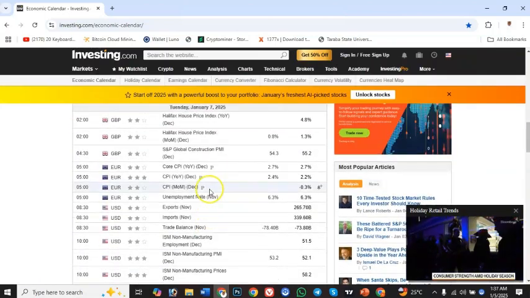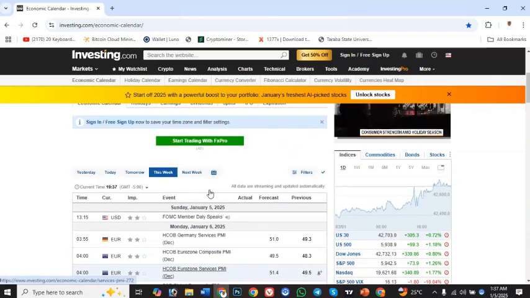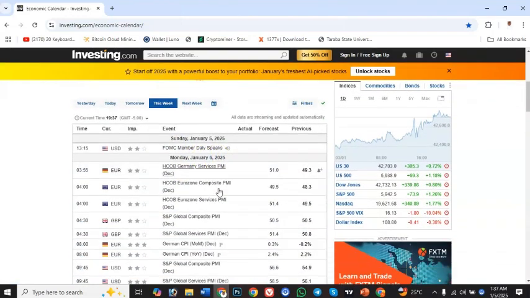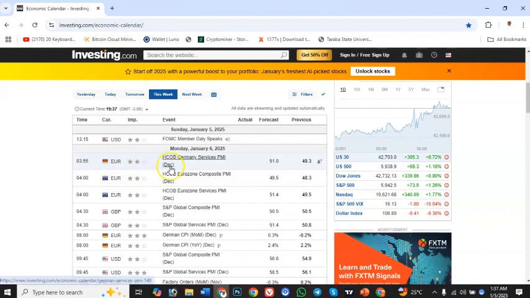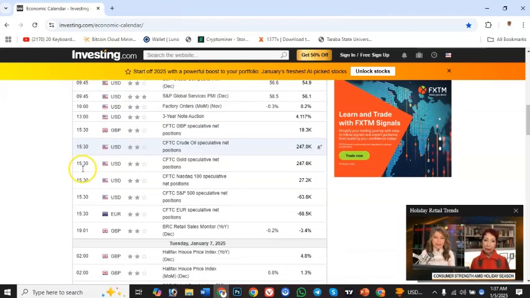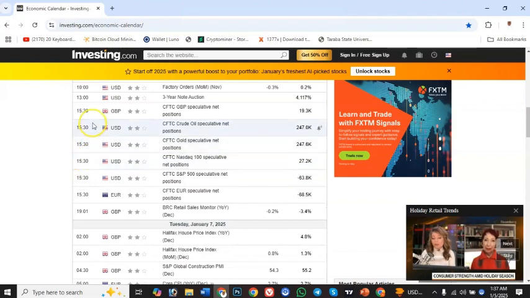So now you can see on Monday, 6th of January, what do we have? Look at all the events we have here. So we have all these news events. The time is what I pay attention to, right? Look at them here. Any day that I'm going to trade, I've seen all this.